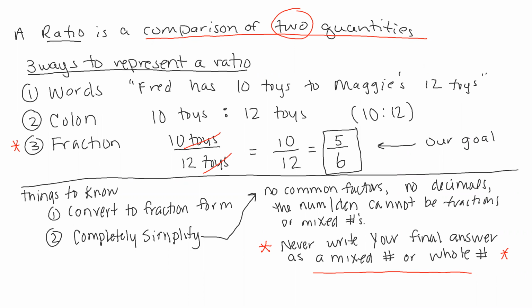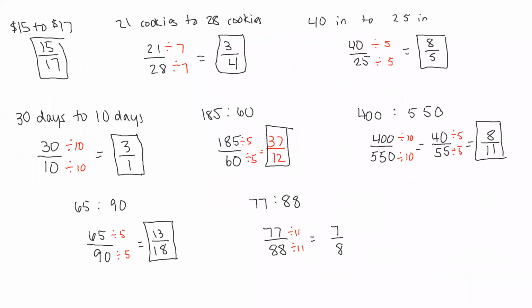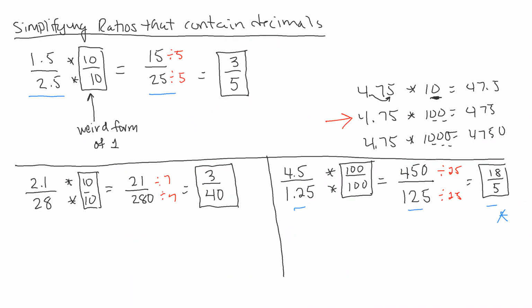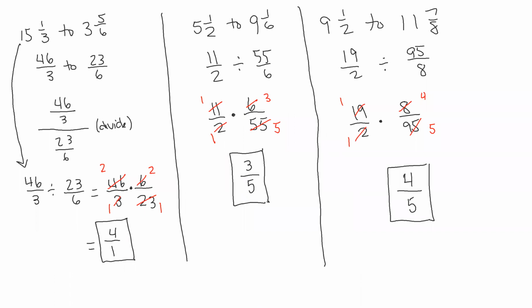That means no common factors, no decimals, no fractions or mixed numbers in the numerator or denominator, and never write your final answer as a mixed number or a whole number. We did some really basic examples where we were just dealing with integer values or whole number values. We then did some weird examples with decimals. And then we did some examples with fractions and mixed numbers. All right. So what I want to do now is a few application problems.